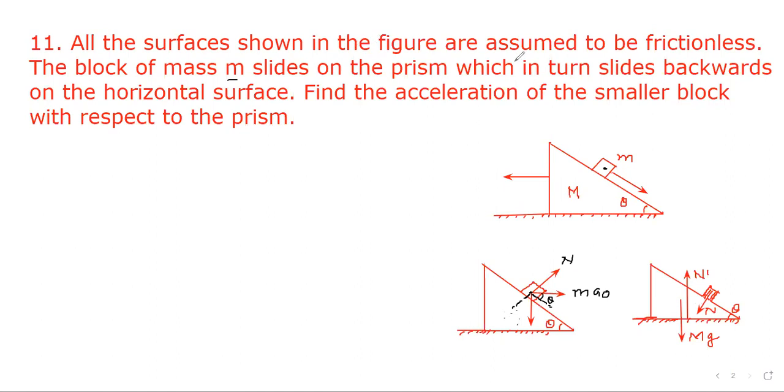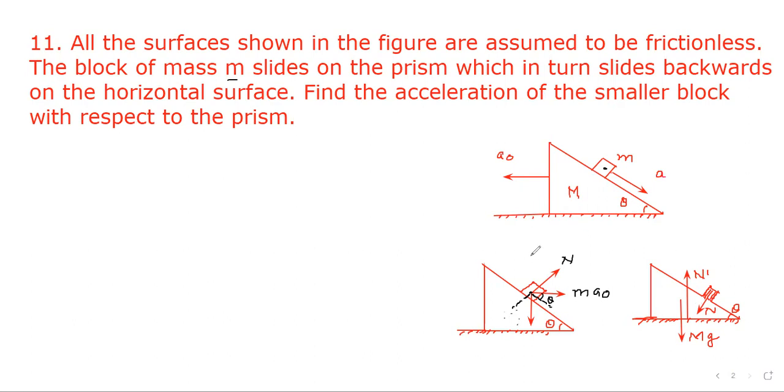All the surfaces shown in the figure are assumed to be frictionless. The block of mass small m slides on the prism, which in turn slides backward on the horizontal surface. Find the acceleration of the smaller block with respect to the prism. Here, the small block moves in this direction, so this bigger block gets a push and it moves in this direction. Suppose the acceleration of the bigger block is a0 and that of the smaller block is a.